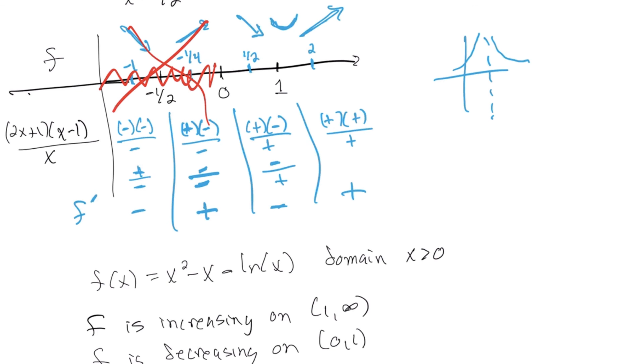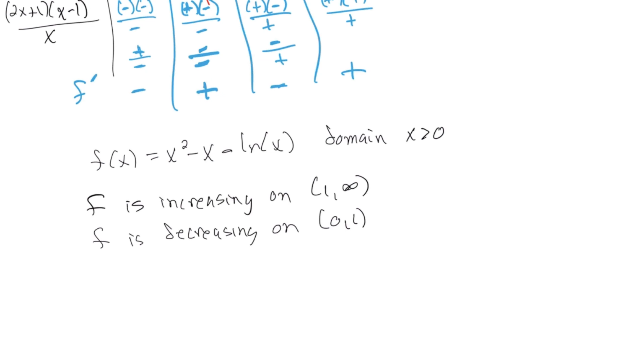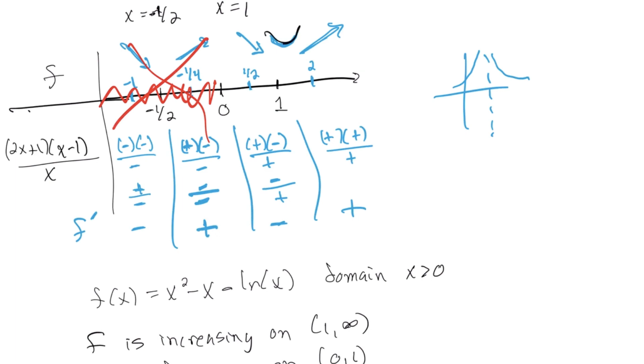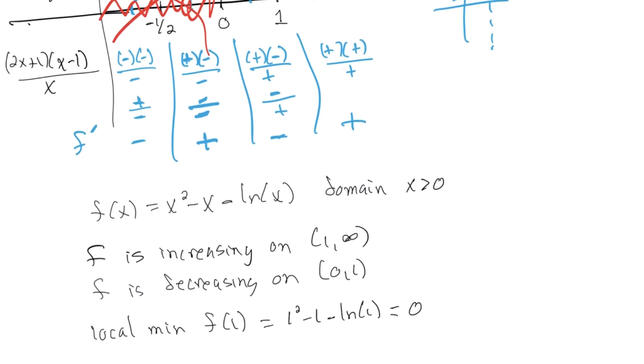So the local min value is f at 1. So we have a local min f at 1. So in that case, that's going to be 1 squared minus 1 minus ln of 1. Remember, ln of 1 is 0. So I'm really getting 1 squared minus 1. And that actually turns out to be 0. So at x equals 1, I have a local min, and the minimum value is y equals 0. Right? And again, I'm just scrolling up back to my graph. Again, I'm looking at that segment there. At x equals 1, we're going to have a minimum value, and that value is 0.